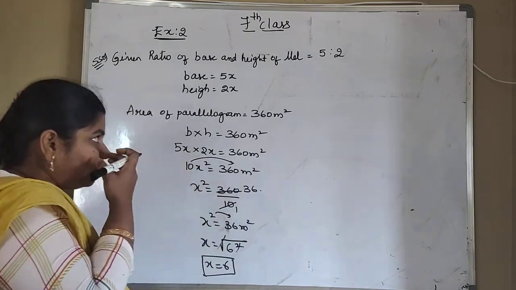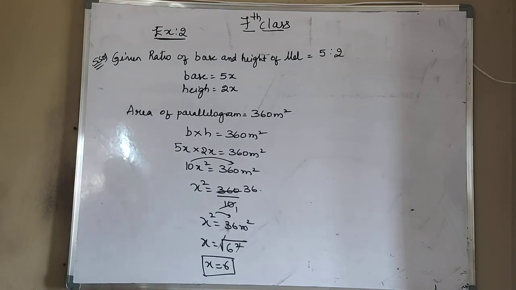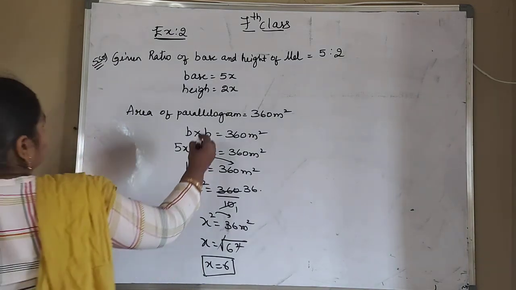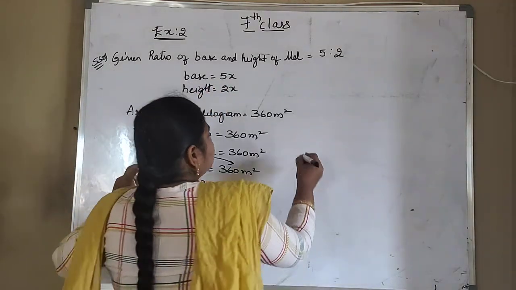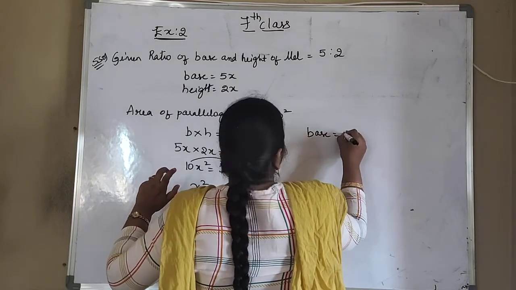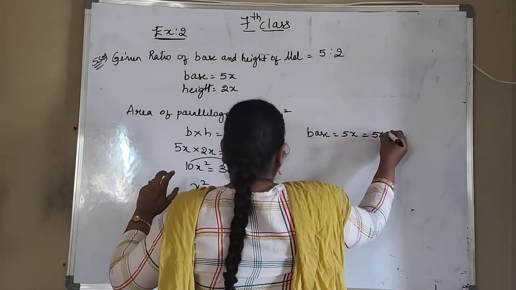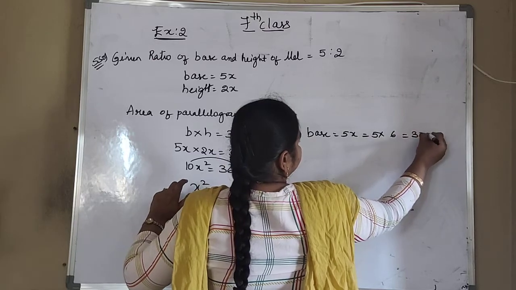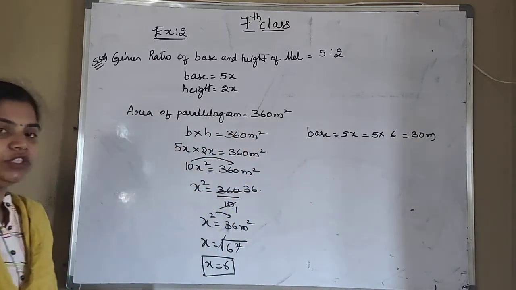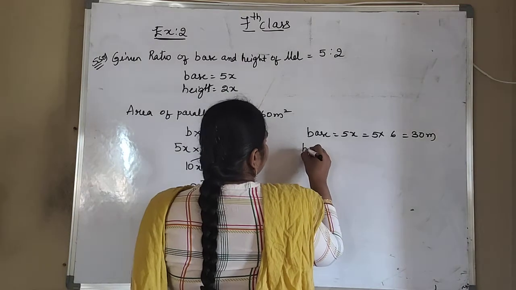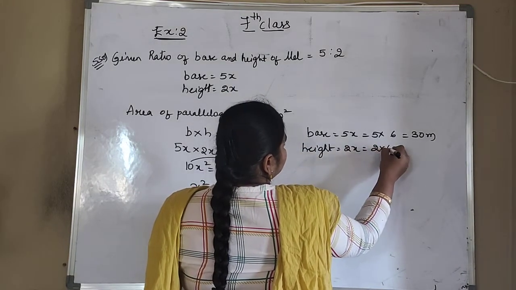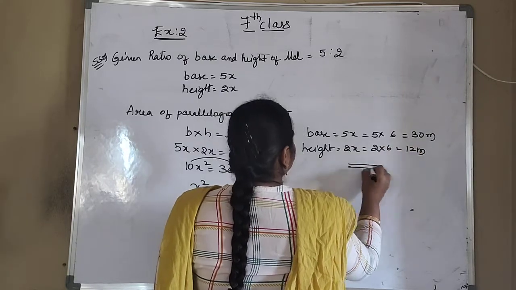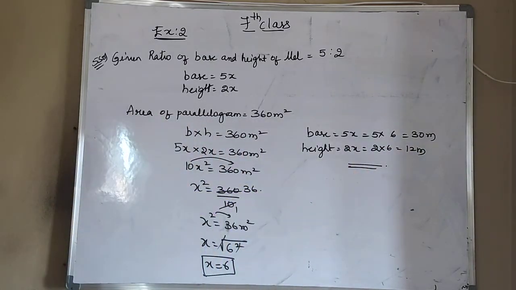Now what do we have to find? We have to find the height and base value. The base value they have given as 5x and the height value as 2x. Substitute this x value here now. So base is equal to 5x, that is 5 into 6, which equals 30 meters. So what is the base value? 30 meters. Now height we have to find. They have given height as 2x, so 2 into 6 equals 12 meters. So this is our base value and height value.